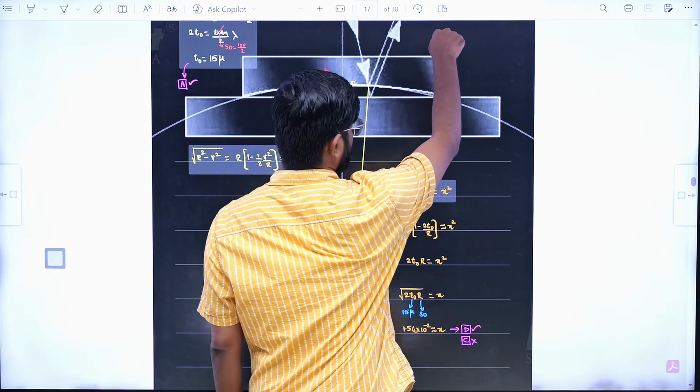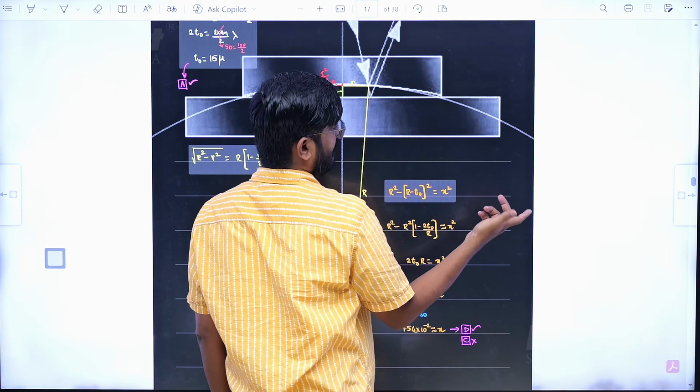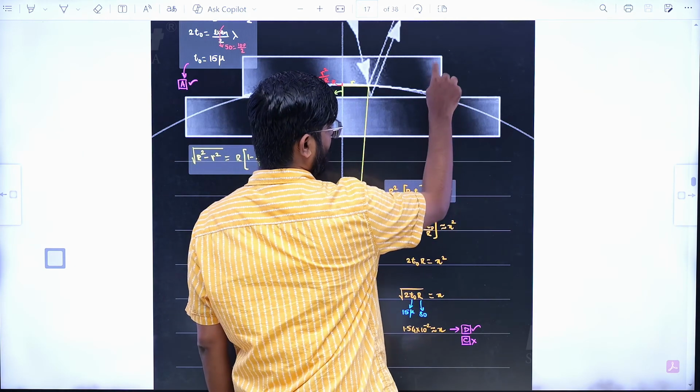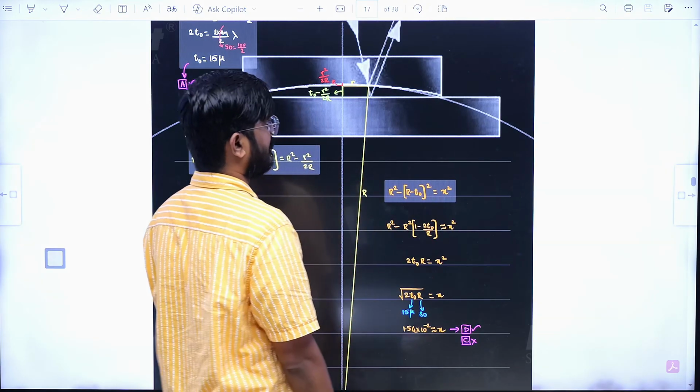Understand the things which are coming here: there is no extra path difference, but one ray will be hitting here and going back, so there will be an extra phase difference of lambda by 2, so it is going to be a dark fringe there.